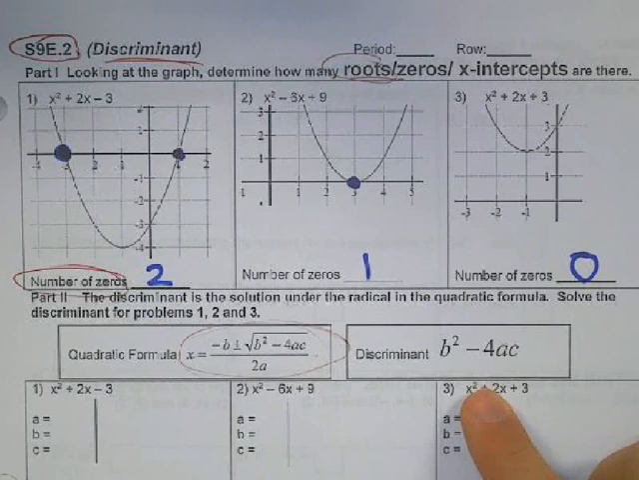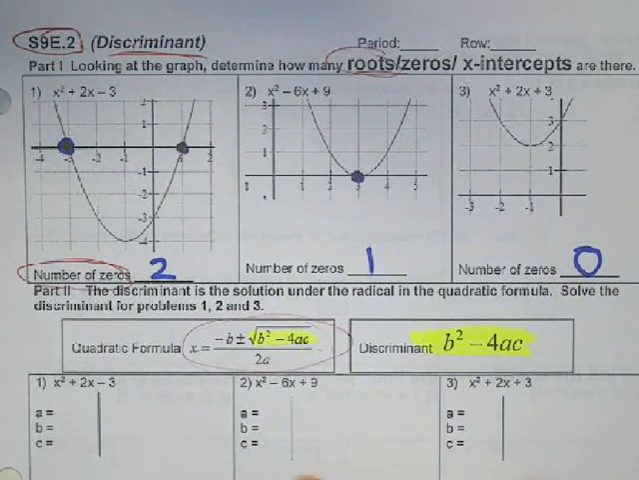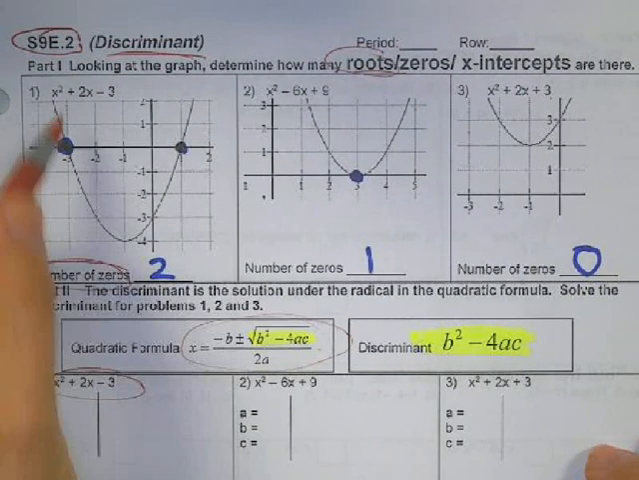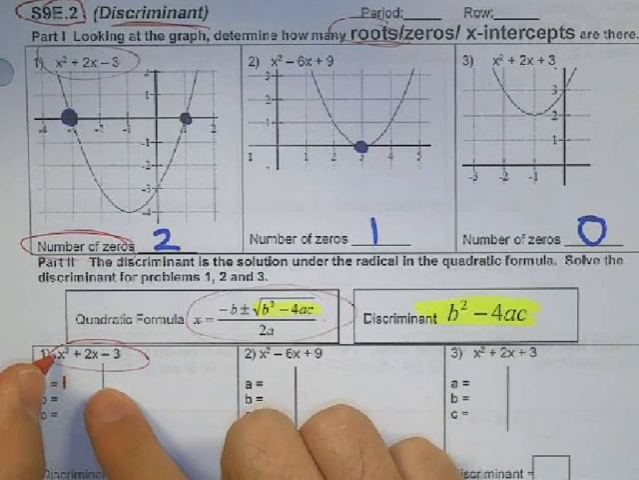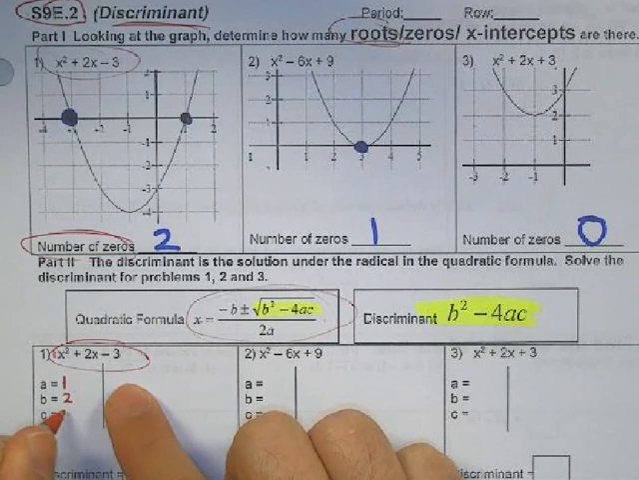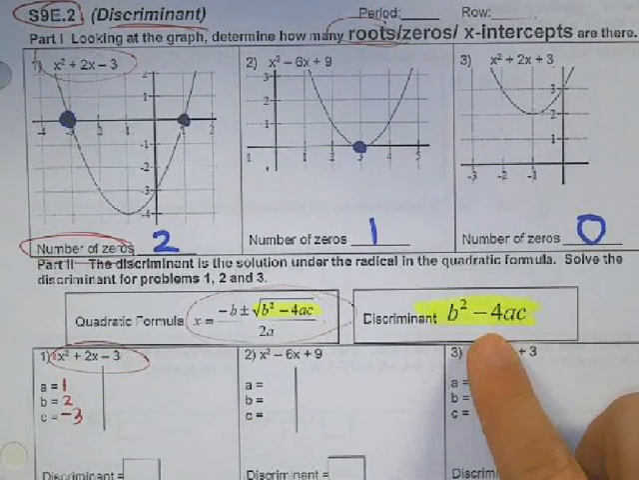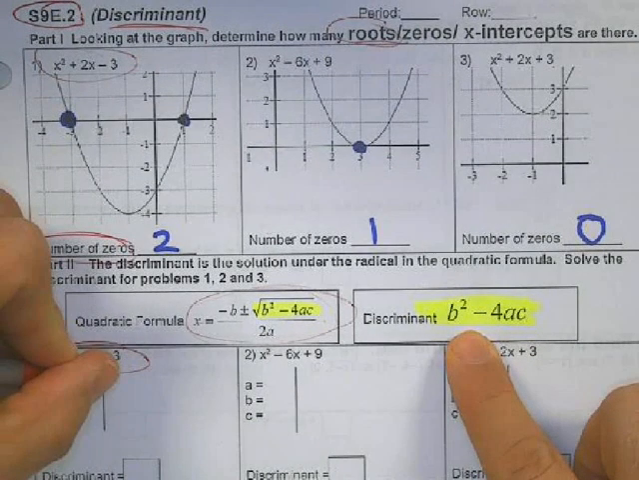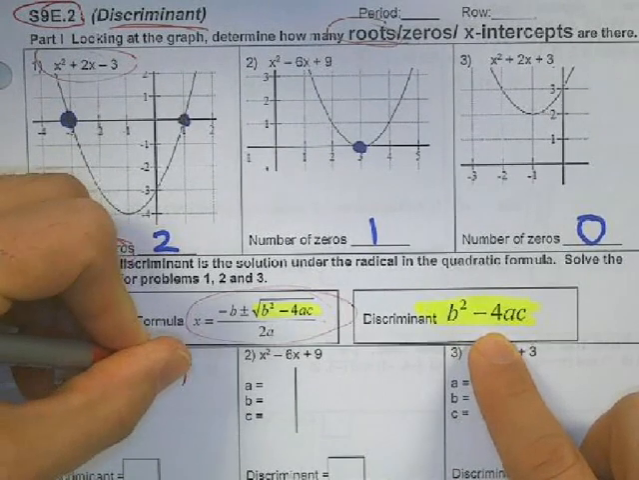So notice here, this equation is the same as this one that drew this shape. My a value is 1. If there's no coefficient there, it would be 1. The b value is 2, and the c value is negative 3. Now if I'm going to plug this into the discriminant formula, I'm going to say b squared, so 2 squared minus 4 times 1 times negative 3.